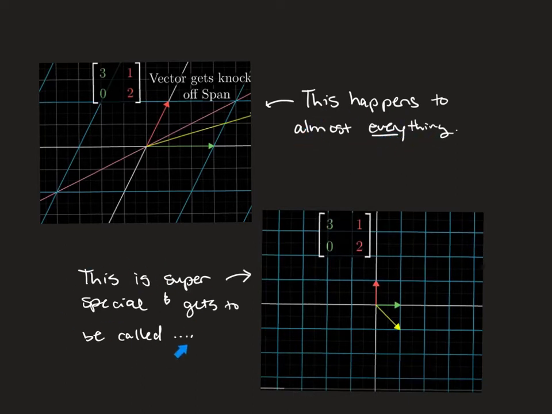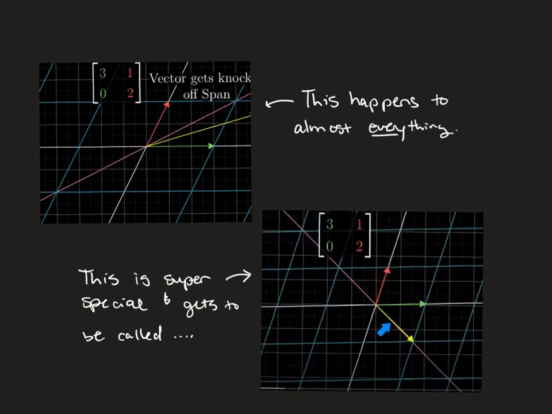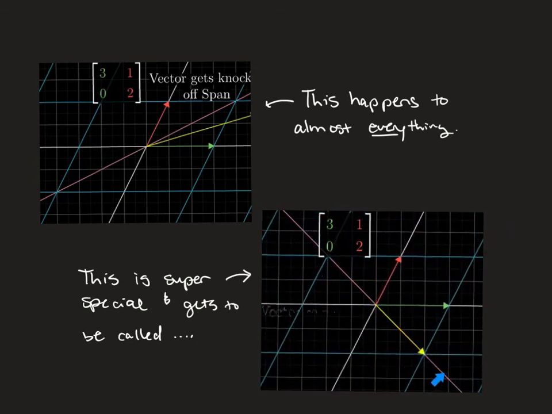There is a super special case, and it gets to be called, you guessed it, an eigenvector, wherein a vector gets stretched by the same grid, but it doesn't leave its span. It stays on the span. Those are eigenvectors. And in this case, this one went from 1, negative 1 to 2, negative 2. It is now twice as long.